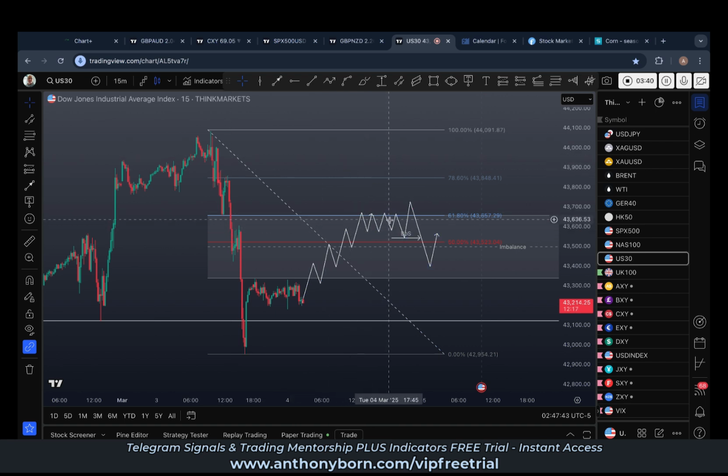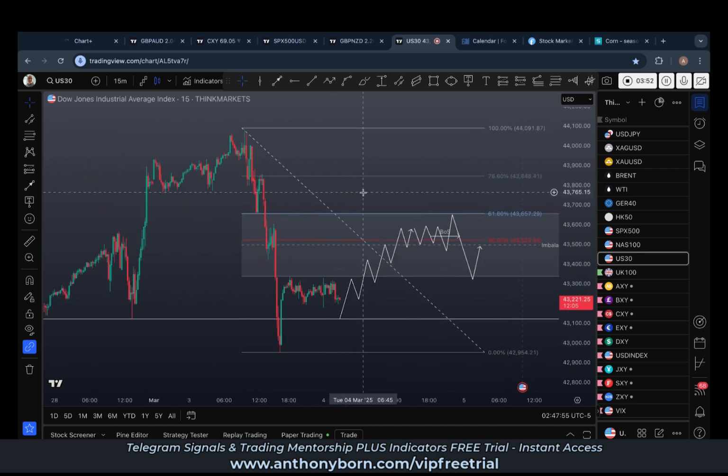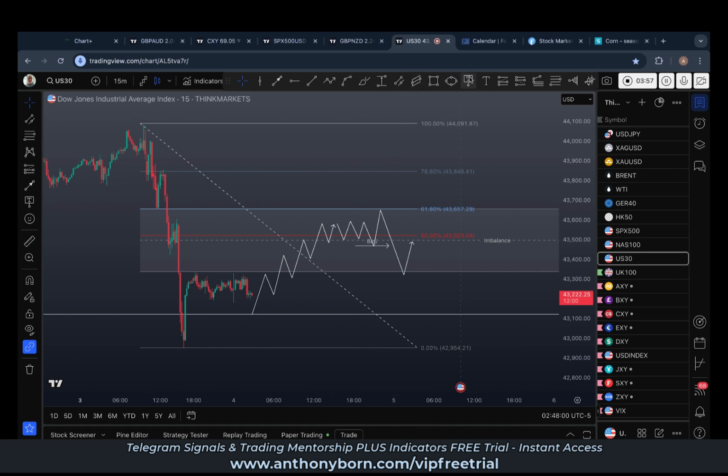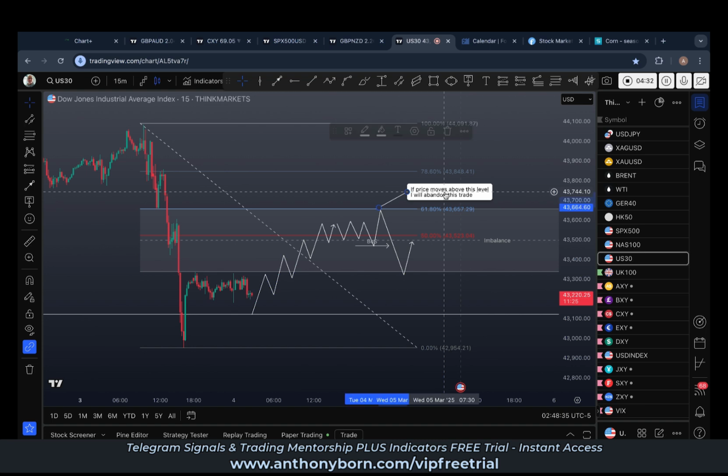I think the bottom line for me would be this imbalance. Let's just put it this way: if it pushes through the high of the imbalance, I'm going to abandon the idea. So I'll leave a note. Having trouble with my mouse. There it is. If price moves above this level, I will abandon this idea, or this trade. That's my bottom line.